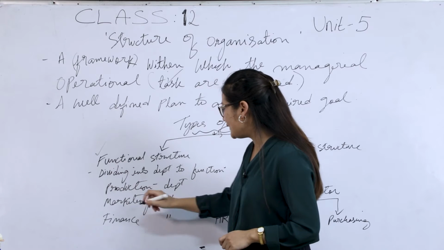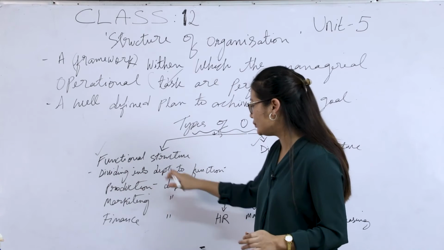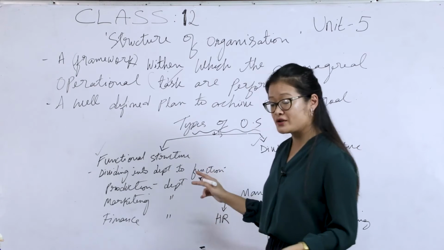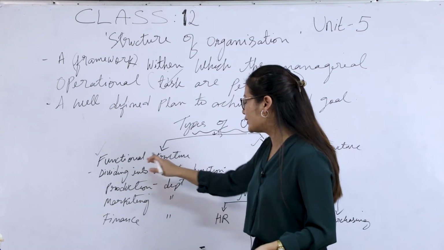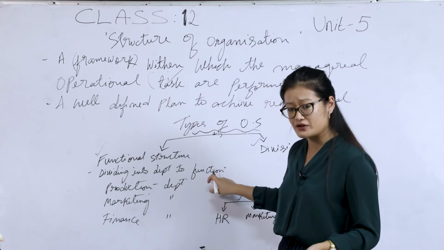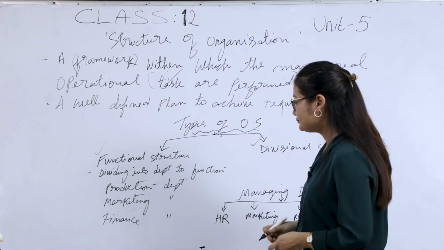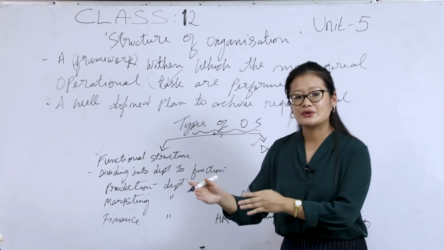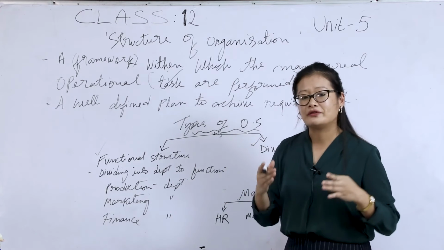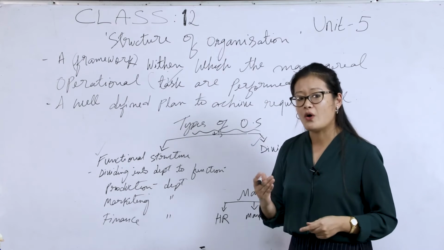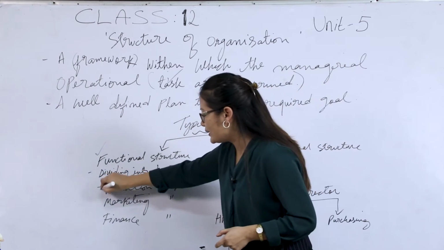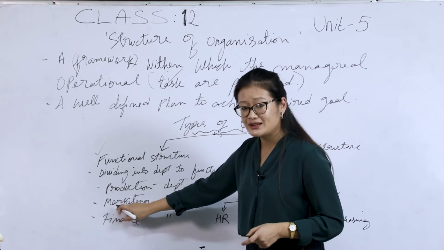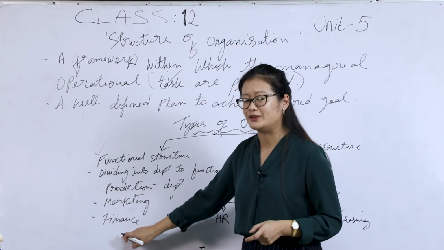It is dividing the work into departments to function, okay? Let me repeat again. Functional structure is dividing the work into departments to function, all right? So here, work has been divided into different departments so that each department will have a free flow in their organization, okay? So here we have the production department, all right? We also have the marketing department and the finance department, right?